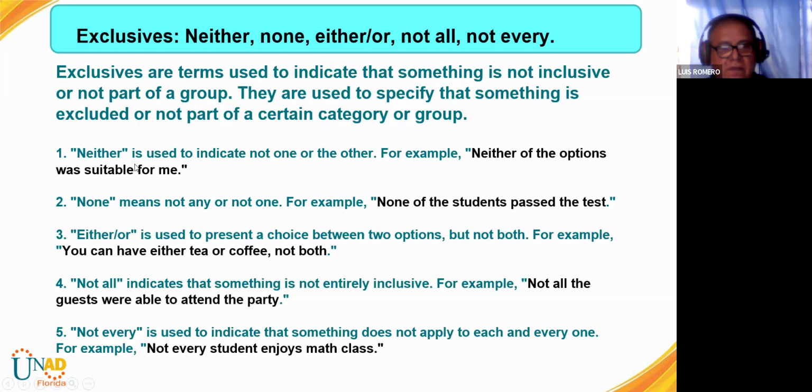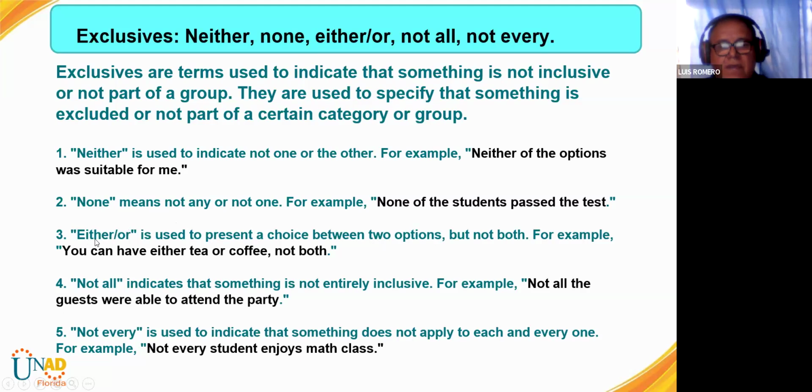Neither, for instance, is used to indicate not one or the other. For example, neither of the options was suitable for me. So here I'm indicating that none of the options were accepted. Here, another example of another exclusive, none. I had already mentioned it before, none. So none means not any or not one. For example, none of the students passed the test.